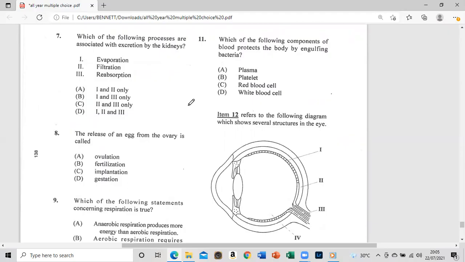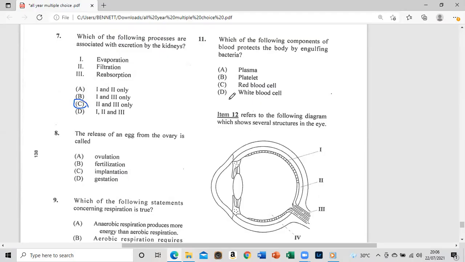Which of the following processes are associated with excretion by the kidney? 1, evaporation; 2, filtration; 3, reabsorption. Evaporation is out of it, so it's 2 and 3 only. So that is C. Let's move on to 8.